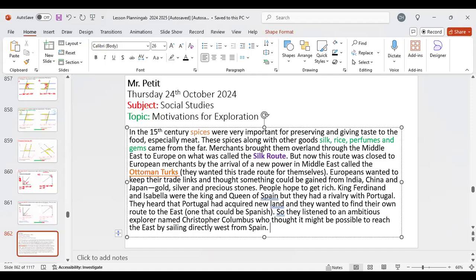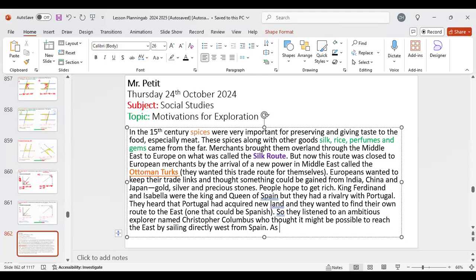So like we said, the Silk Road was very beneficial, right? This is how they used to get their spices and all that stuff before it got closed off. So let's talk about the explorers.